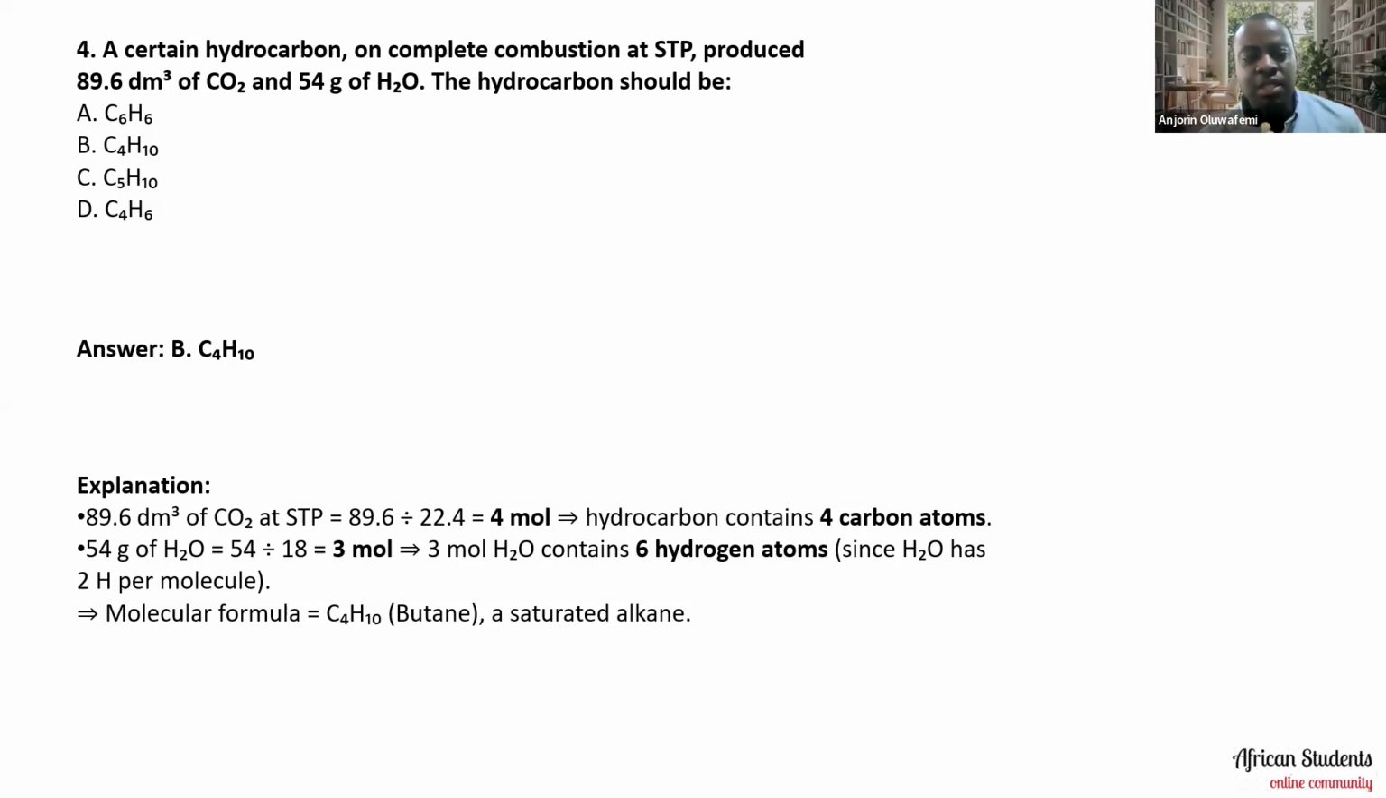Having established that, the next one is 54 gram of water. Now, you divide 54 grams by the molar mass of water. Hydrogen is 2, oxygen is 16. 2 plus 16 gives us 18. So 54 divided by 18 gives us 3 moles. This 3 moles of water contains 6 hydrogen atoms per mole, since water has 2 hydrogen per molecule. Therefore the molecular formula will be C4H10, a saturated alkane. So that is how we arrived at that. Okay, so we move on now.